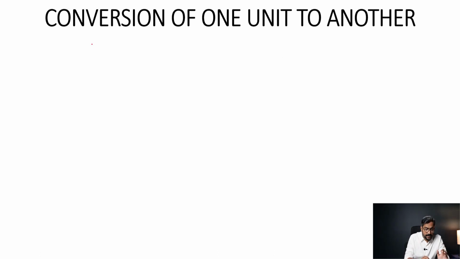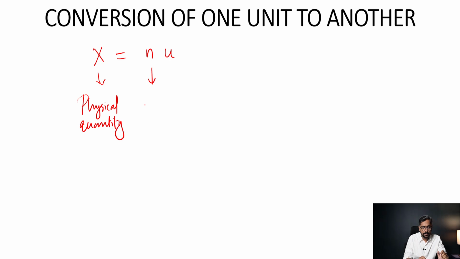Let us see. A physical quantity X can be defined as nu. X is the physical quantity, n is a number and u is a unit. You already know that thing, how you measure a thing. You measure a thing on the basis of a standard unit. That means how many times that unit is coming in that particular measurement.